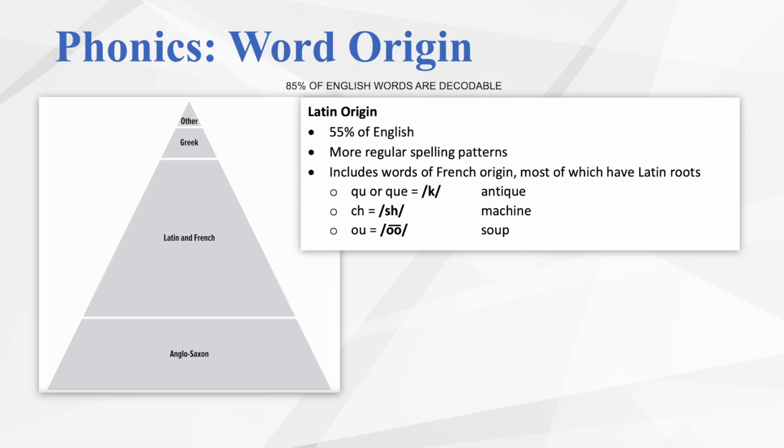Often students learn early on that CH says /ch/. But here in our Latin and French origin words, we learn that CH can also say the /sh/ sound, as in machine and champagne. We also have more vowel teams, but again, we're learning a second or third sound for a lot of these vowel teams. So as they are a little more complex, these words often tend to be multisyllabic as well.